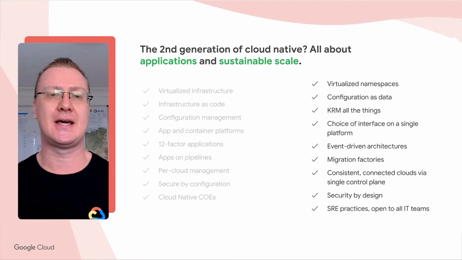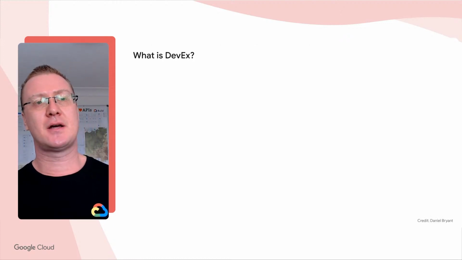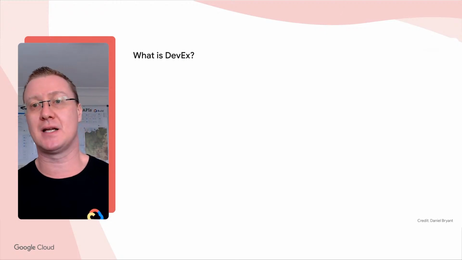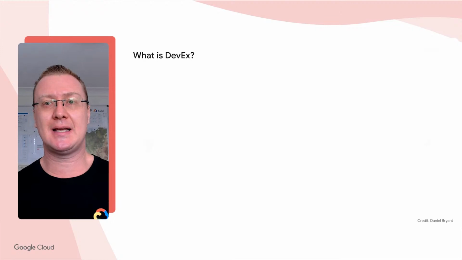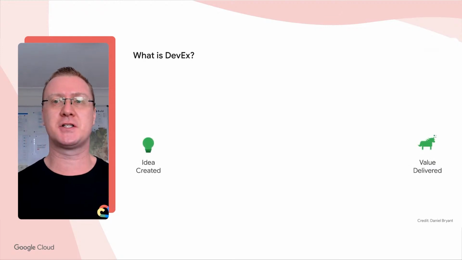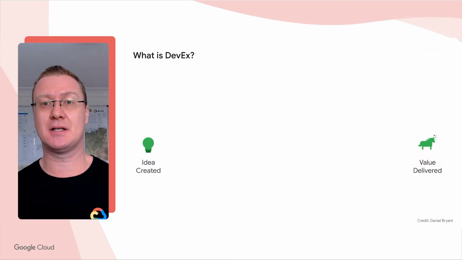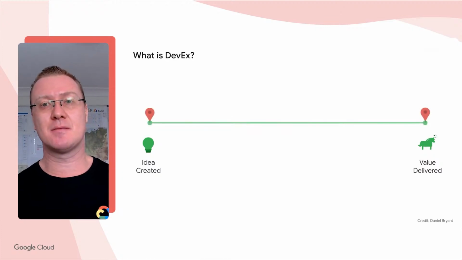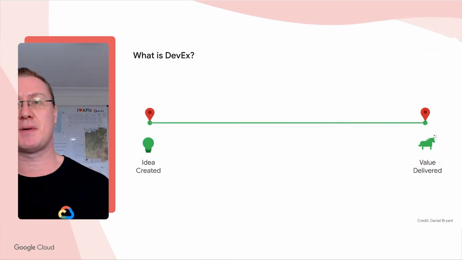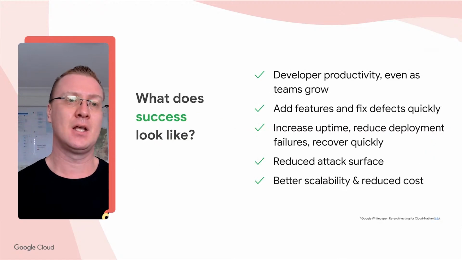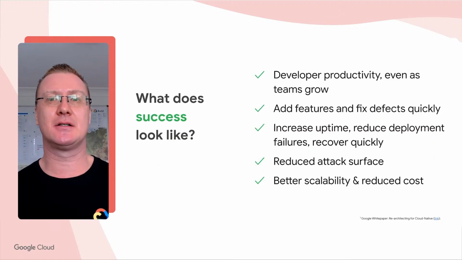So if we think about DevX, or simply put, developer experience, it's really the understanding and reduction of friction between an idea created and the value delivered. So it's these competing forces which makes this space and our role as trusted advisors so interesting. And essentially we're trying to bridge the gap between those 2 points. So what does success actually look like?